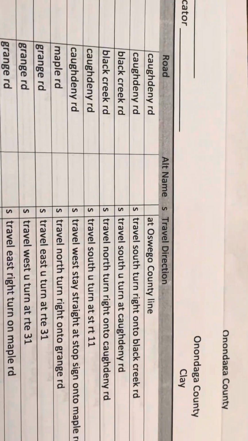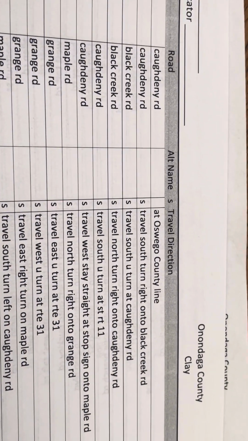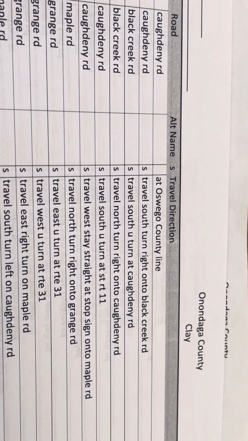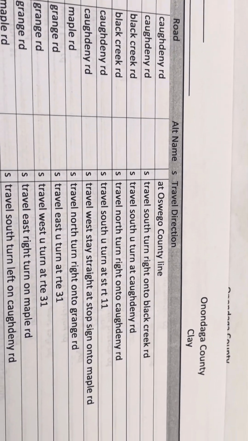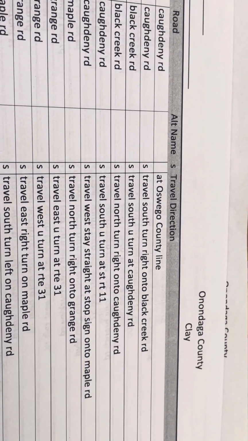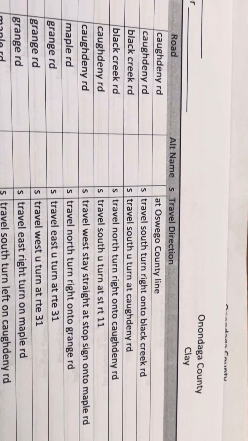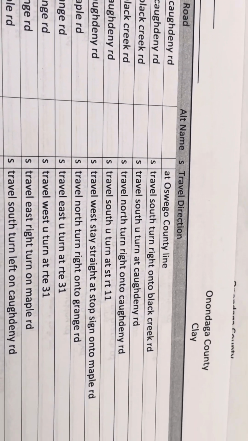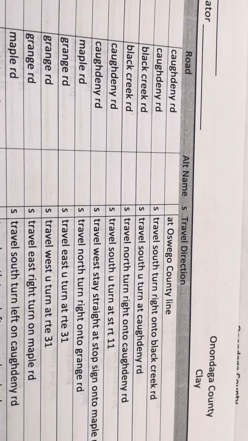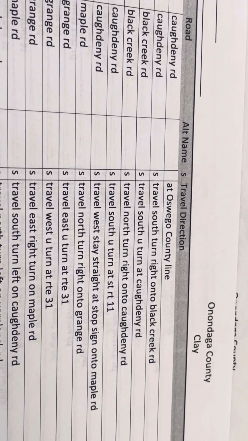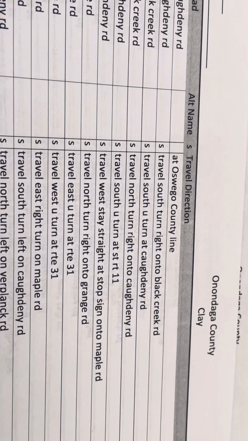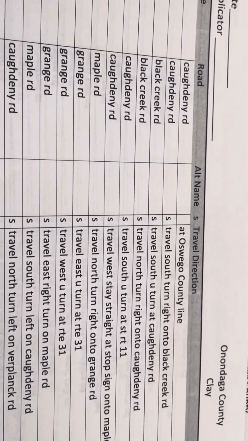I don't know if that's enough to understand this, but as we look at this, you can see that starting from the beginning, it says Codnoy Road at Oswego County line. Codnoy Road, travel south, turn right on Black Creek Road. Next one, Black Creek Road, travel south, U-turn at Codnoy Road. Next line is Black Creek Road. Travel north, turn right onto Codnoy Road. Next line, Codnoy Road. Travel south, U-turn at State Route 11. Next line, Codnoy Road. Travel west, stay right at stop sign onto Maple Road. That should say stay left at stop sign.